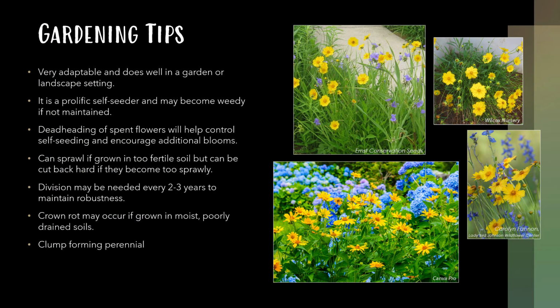If you choose to plant Coreopsis in your garden, you will find that they are very adaptable and they do well in gardens and landscape settings. It does, however, need to be maintained because they are a prolific self-seeder that may become weedy. Deadheading of spent flowers will help control the self-seeding and encourage additional blooms. If you notice that they are sprawling out, you can cut them back quite a bit. About every 2 to 3 years, you can divide them to maintain the robustness, and you may also notice crown rot if grown in overly moist, poorly drained soils.